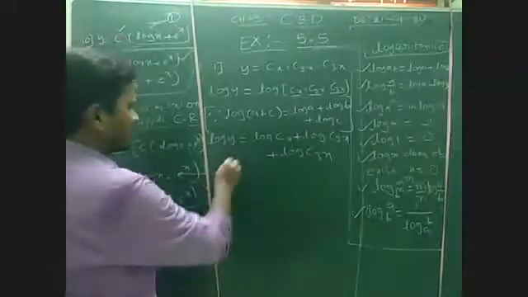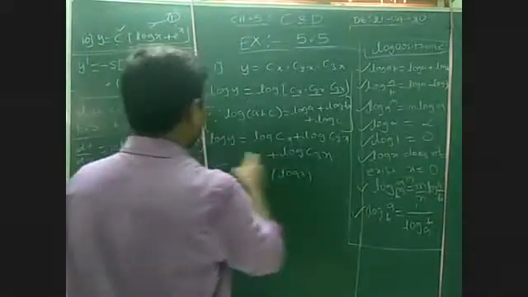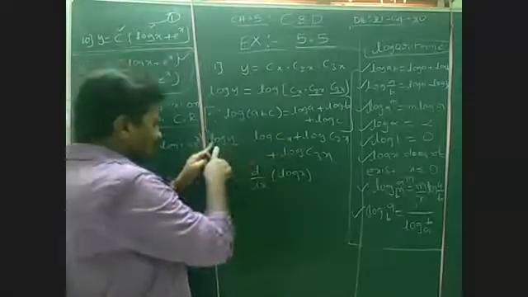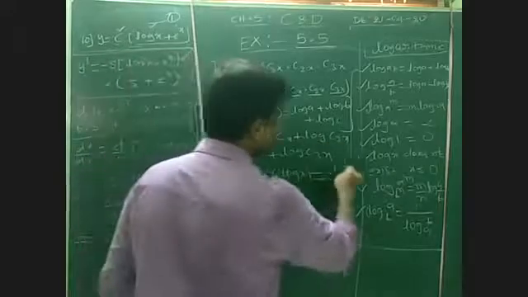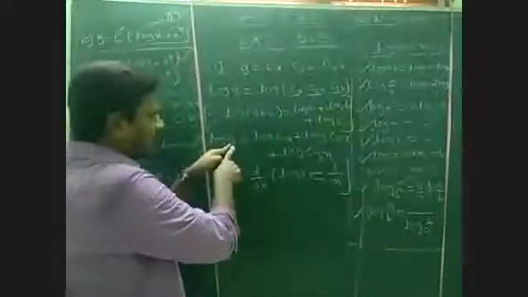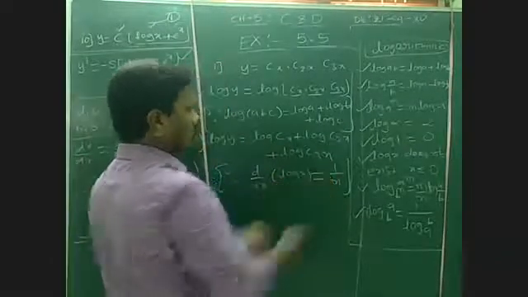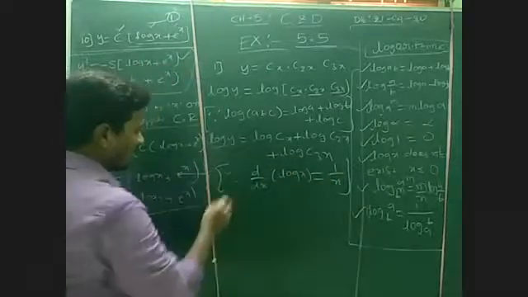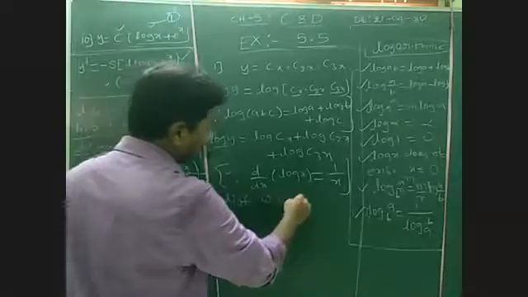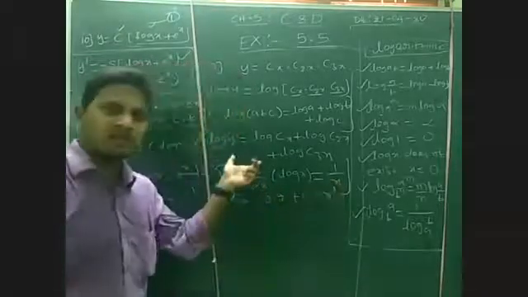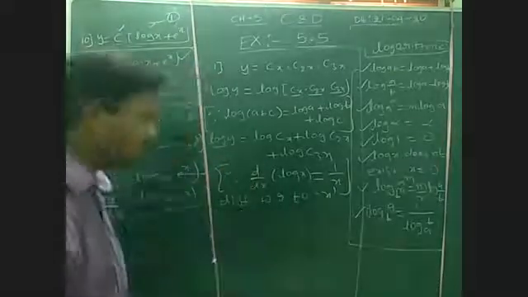Now we can differentiate. We know that the derivative of log x is 1 by x, and all these functions are in the form log x. What is x here? y. What is x here? cos x. What is x here? cos 2x. What is x here? cos 3x. Now differentiate with respect to x. Here we are not applying the chain rule at all. Simply differentiate with respect to x.